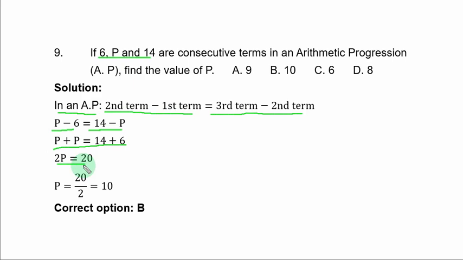2p equal to 20. Divide both sides by 2, p is equal to 10. B is the correct option.